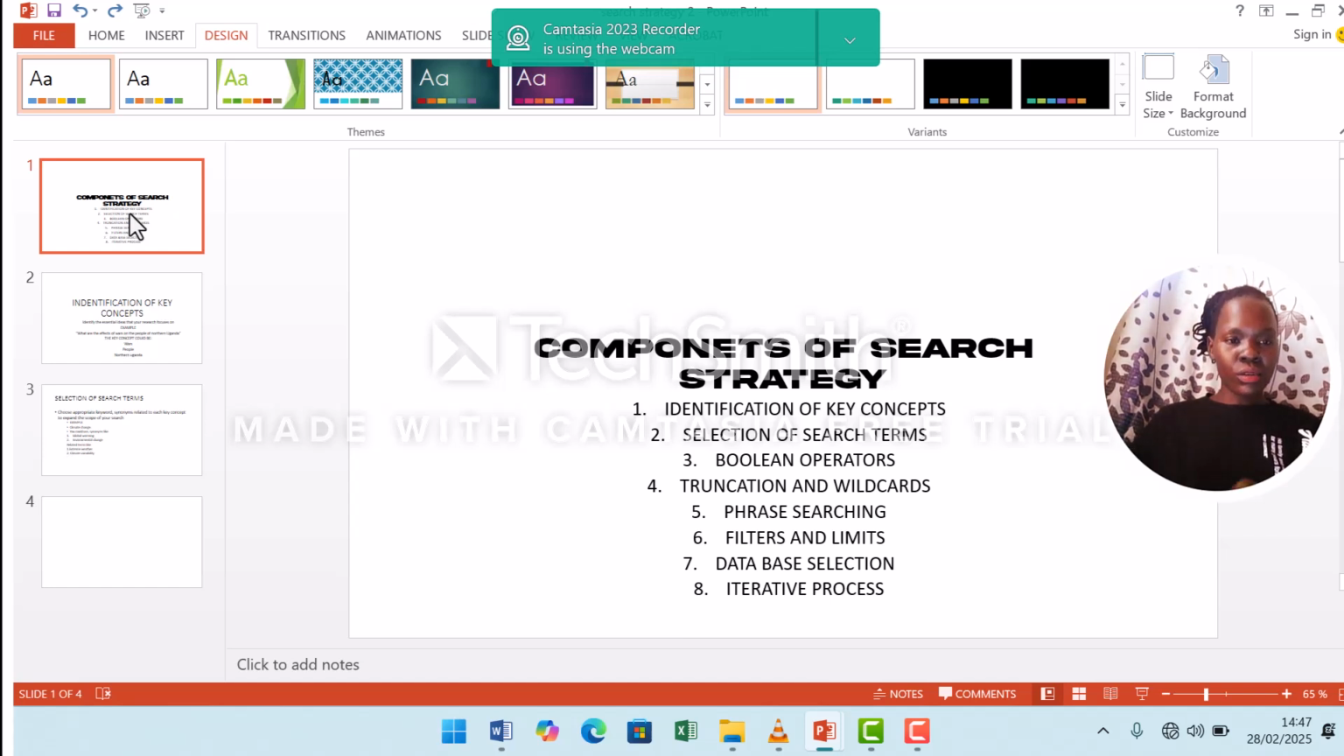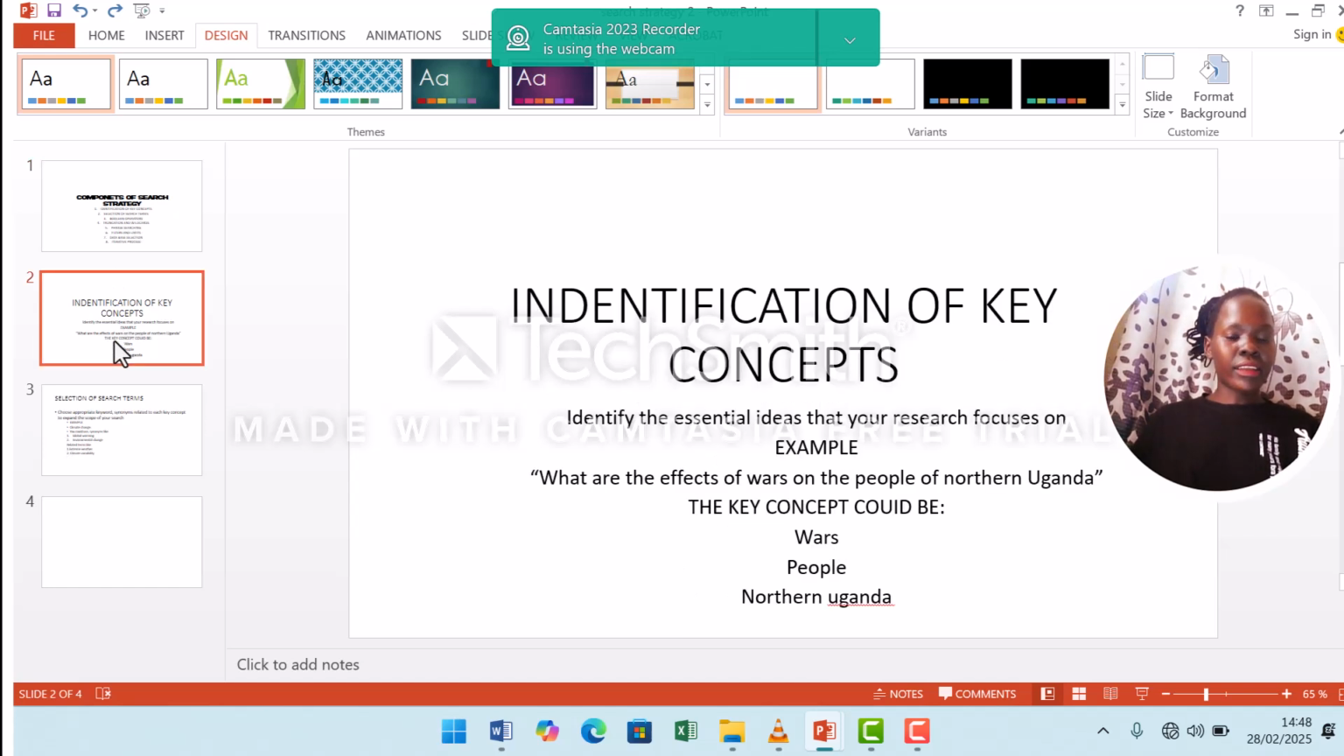So here we shall not look at all the components of site strategy at the same time. We shall go step by step in order to understand it in a good way. We shall explain a component in detail, then we shall look at a given example to guide us through our site strategy, right? Then we shall proceed with the identification of key concepts as it is in our next slide here.